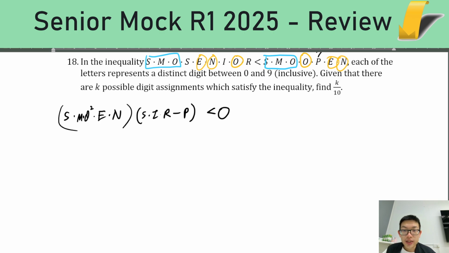Now take note that there are a couple of conditions, right? The first thing is that you must make sure that this is not 0. This cannot be negative, but because it's strictly less than, this cannot be 0. And if this is not 0, it's positive, then I need to make sure that this is negative. And SIR being less than P is quite hard to satisfy. So that is good because it makes it easy to count.